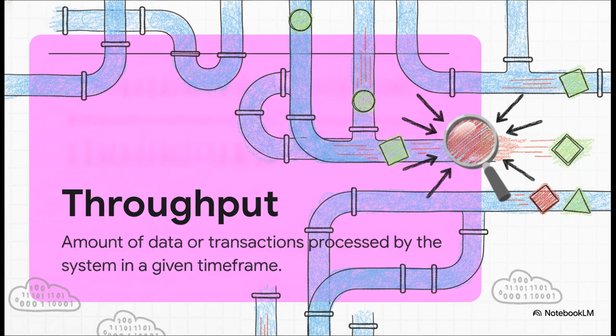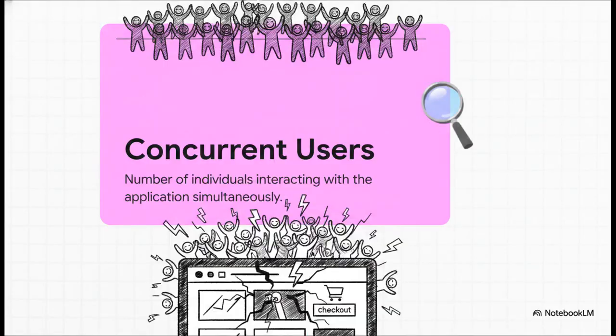Next is throughput. This is the amount of data or transactions the system processes in a given time frame. So if response time is all about speed, throughput is all about muscle. It's the true measure of how much actual volume the server can physically shove through the pipes at once. And here is the big one, concurrent users. This is the number of people interacting with the app at the exact same time. And make no mistake, this is the exact metric that shatters unprepared systems. Handling one user quickly? Easy. But picture a massive Taylor Swift ticket drop, hundreds of thousands of fans slamming the database at the exact same millisecond.